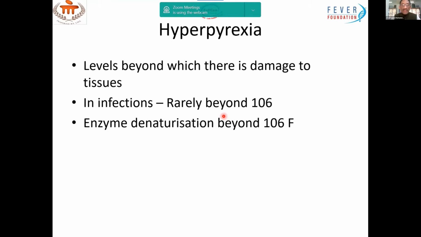In infections, as I've told you already, it rarely goes beyond 106. But an arbitrary level of 106 is defined as hyperpyrexia because it is expected that a lot of enzymatic changes will occur beyond 106 degrees Fahrenheit. There is no unanimity as to what should be the cutoff level for hyperpyrexia. Many authors would define it as more than 105, or many others would define it as more than 106 degrees Fahrenheit, which is about 41 degrees centigrade. And that seems to be the generally accepted level of hyperpyrexia.